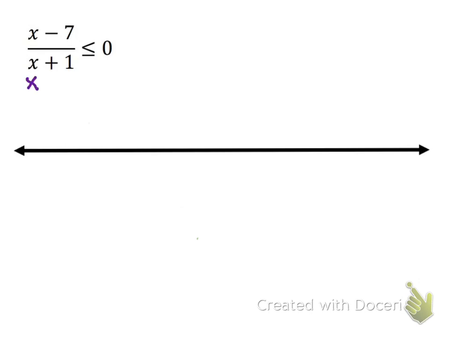So we have a restriction where x cannot be -1. And then our 0 occurs at x equals 7. So I will put both of those on my number line. Since my inequality is less than or equal to, my 7 will have a closed circle. My -1 has to have an open circle regardless of the inequality because that is a restriction. Next, we will look at these 3 intervals for the sign of the function.